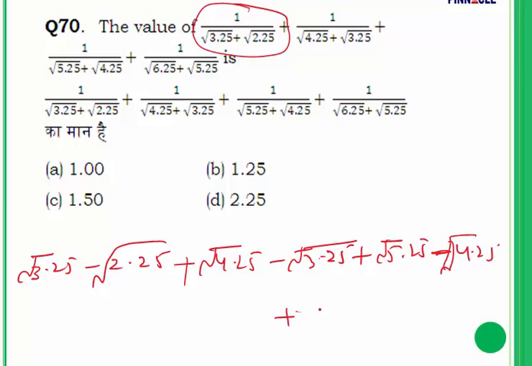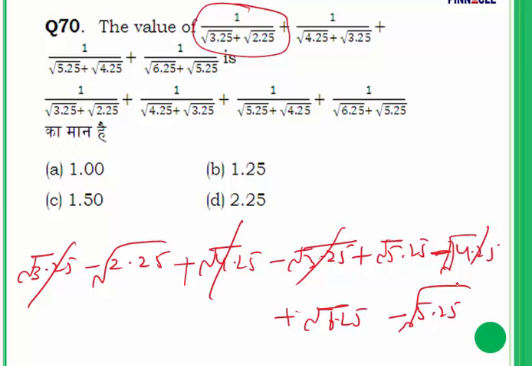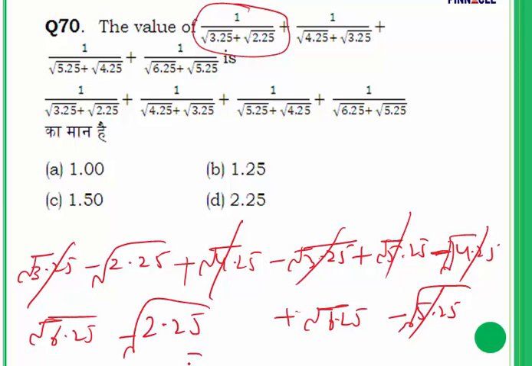And here in this case, root 5.25 minus root 4.25 plus root 6.25 minus root 5.25, and we will get cancellation. Here 4.25 cancels, and 5.25 cancels, and we will get root 6.25 minus root 2.25. This is the answer. Root of 625 by 100 is 25 by 10, because the root of 100 is 10, so it means 2.5, minus root of 225 by 100, that is 15 by 10, that is 1.5. So 2.5 minus 1.5 is equal to 1.